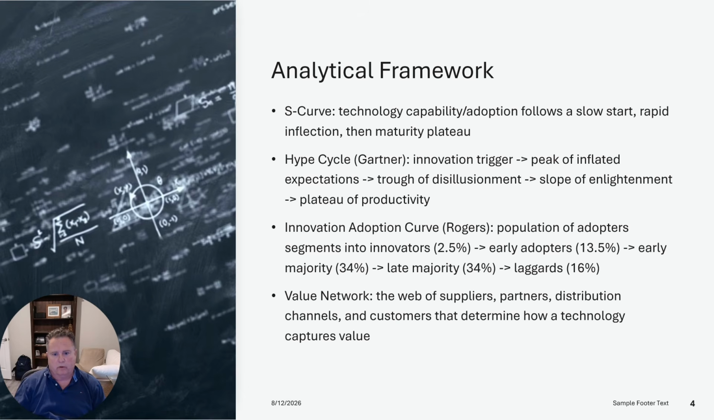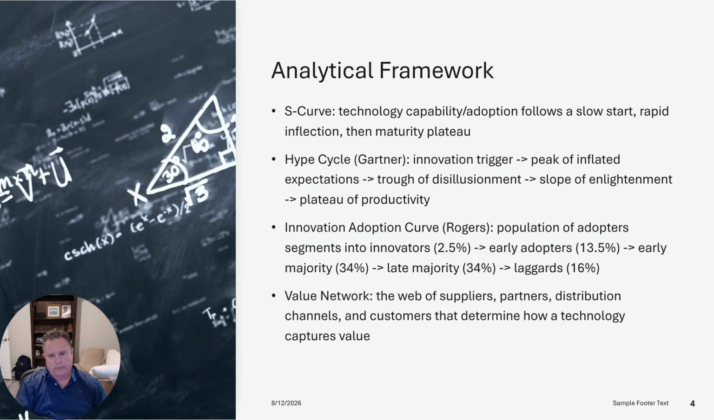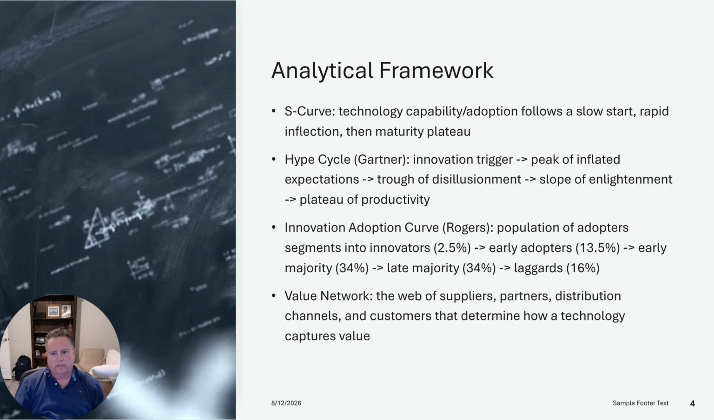The analytical framework that I was speaking of earlier, the S curve. The S curve is very important. It looks at the technology capability and adoption and follows a slow start, rapid inflection, then a maturity plateau.